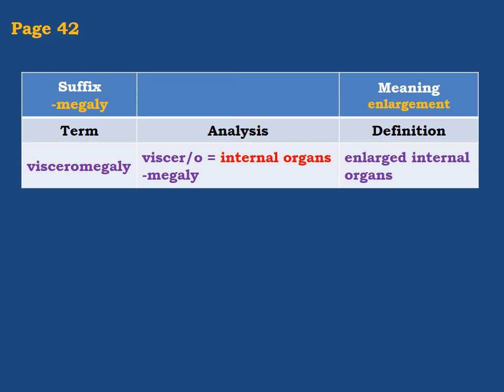The term we have is visceromegaly. Viscer, again, you took it in chapter 2, it means internal organs. Any internal organ, if it becomes large, we use this term visceromegaly. So the meaning, enlarged internal organs. Let's see the pronunciation.